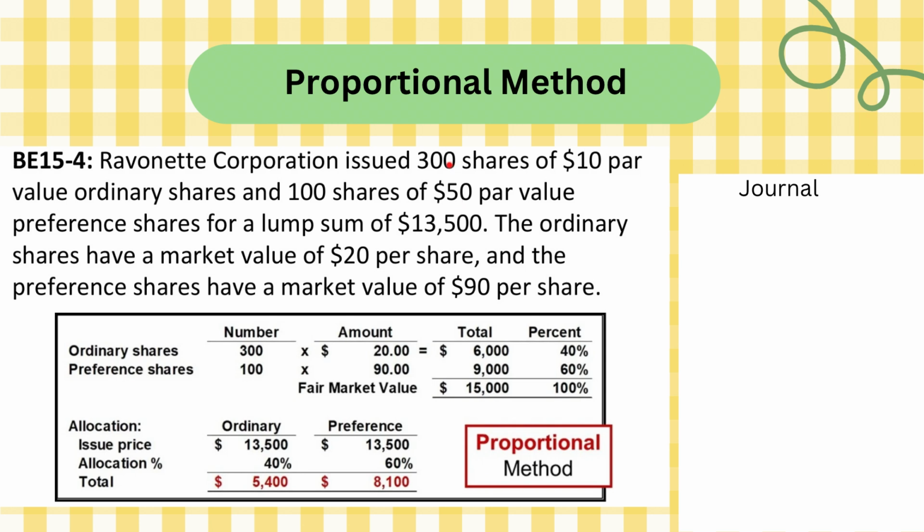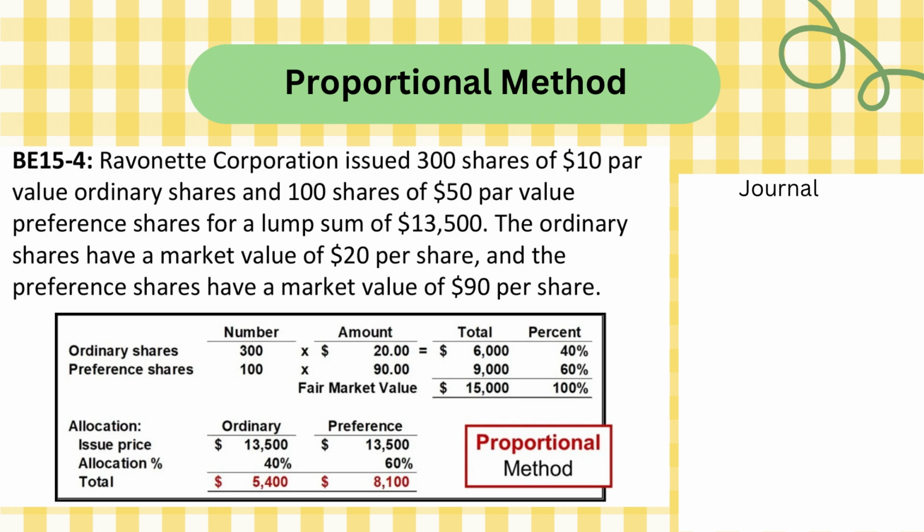So if we multiply 300 with 10, it's 3,000. 100 with 50, it's going to be 5,000. So the total is 8,000. The difference will go to the share premium. Okay, the difference between 13,500 and the 8,000 will go to the share premium. But which share premium, ordinary or preference?